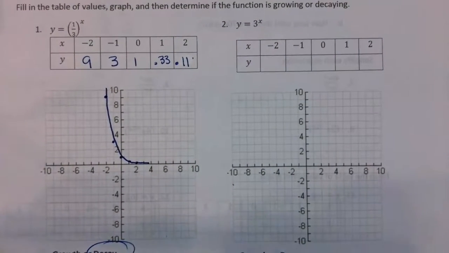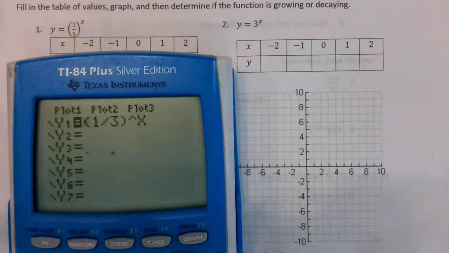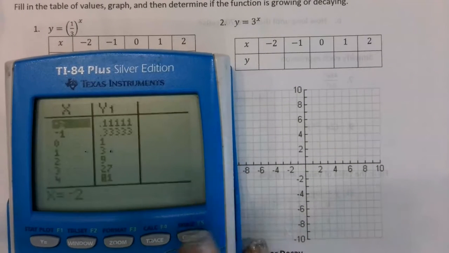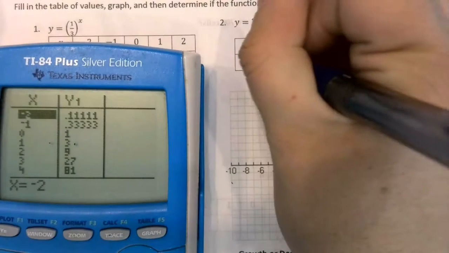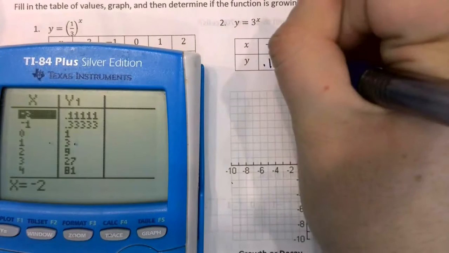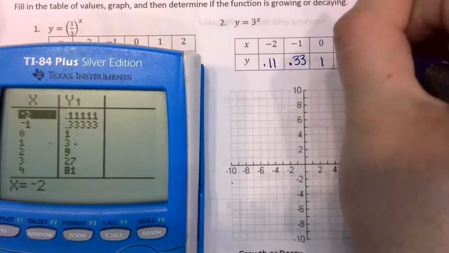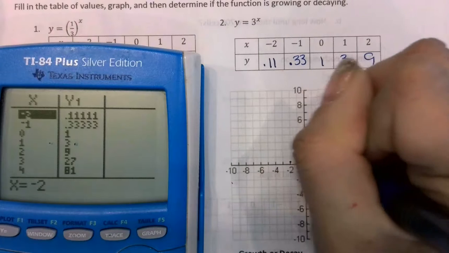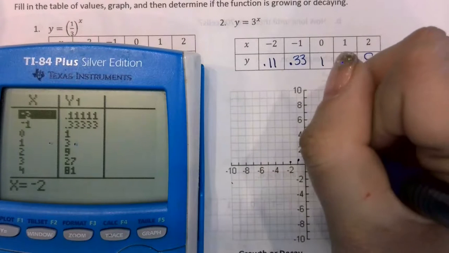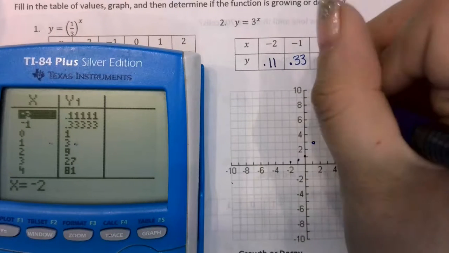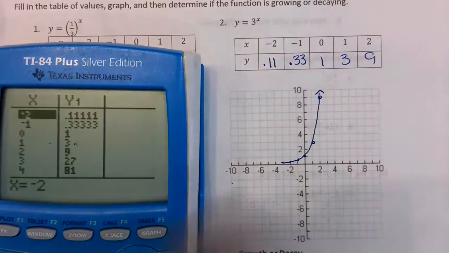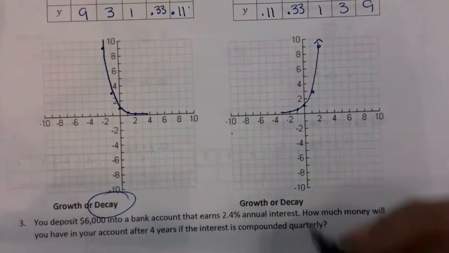I'm going to do the same thing for number 2. So I'm going to change my function to be 3 to the x. I'm going to go to the second table, and I'm going to write in my values. So as the x values get larger, this one gets bigger. That is growth.